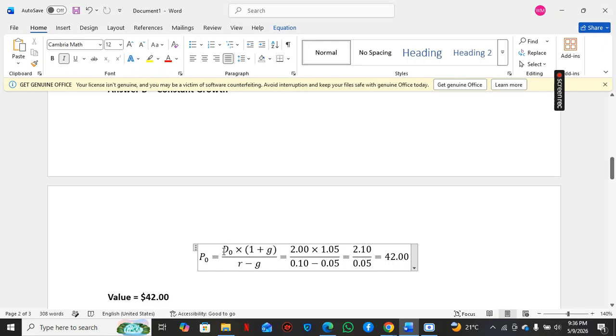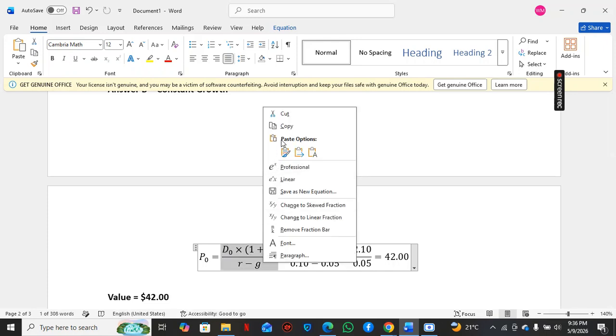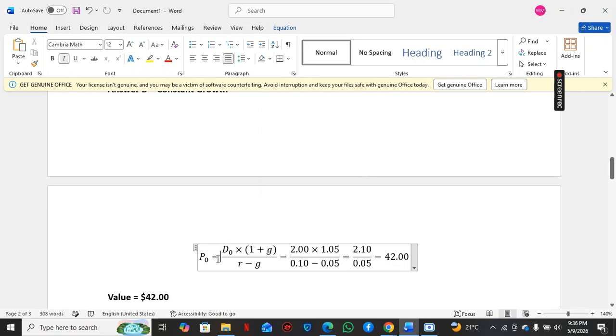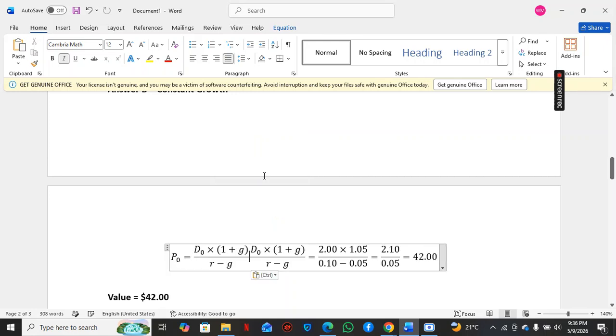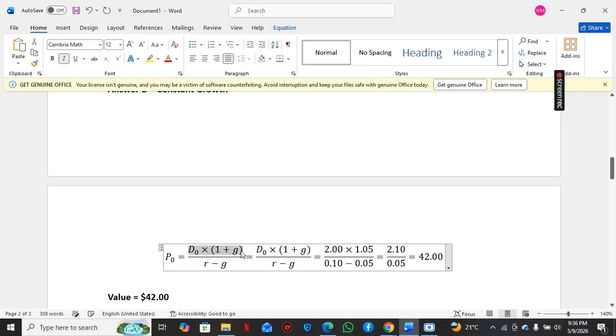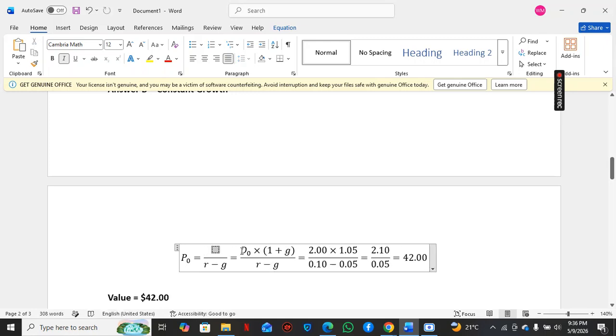Let me put it like this here. D1 just represents the expected dividend. So D1 breaks down into D0 multiplied by 1 plus the growth rate, divided by the required rate of return minus the growth rate.